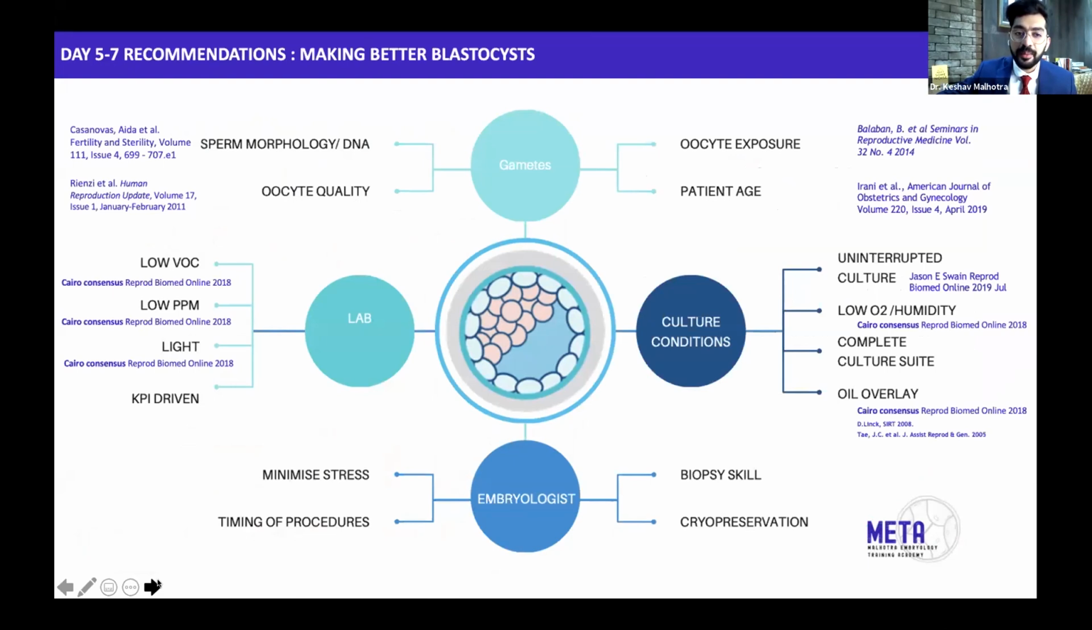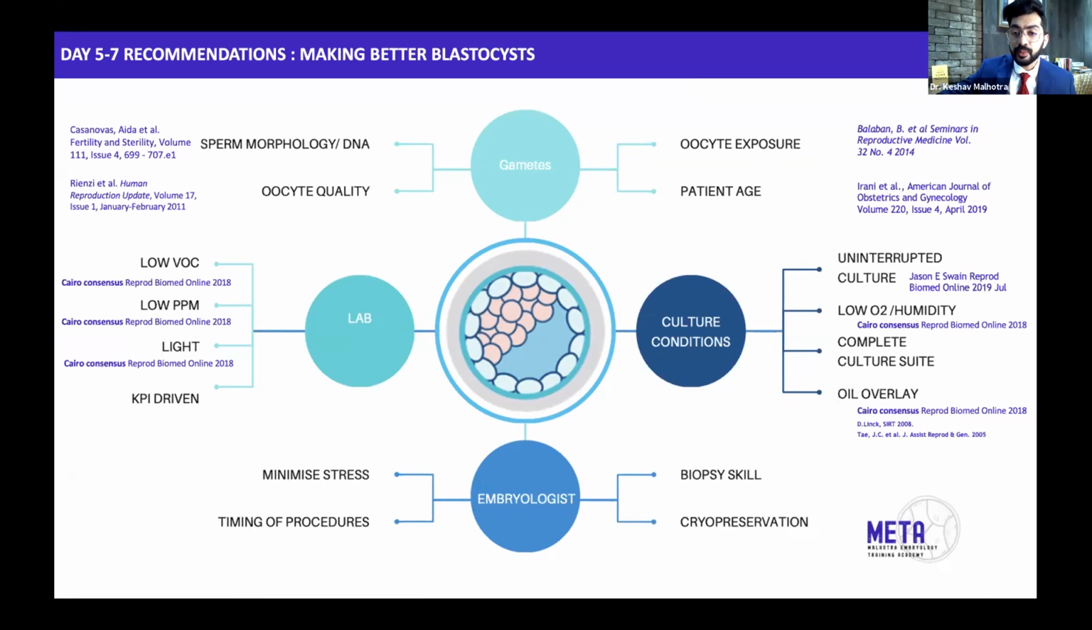And these are some of my recommendations for making better blastocysts based on the publications that are present at the moment. So I tried to divide making better blastocysts into 4 categories, which I feel are very relevant. Now, the first one is obviously the gametes and the gamete quality. And these are fantastic publications, which I would suggest all of you to read, which basically signify that the sperm DNA quality and the sperm morphology, based on Casanova's paper, actually have a very high effect on the blastulation rates and the live birth rates.